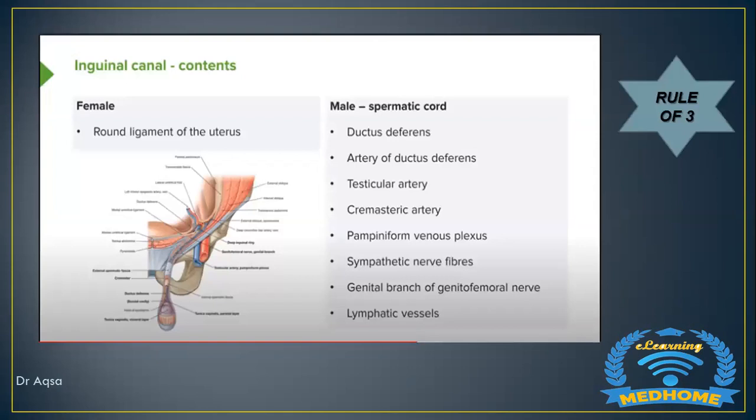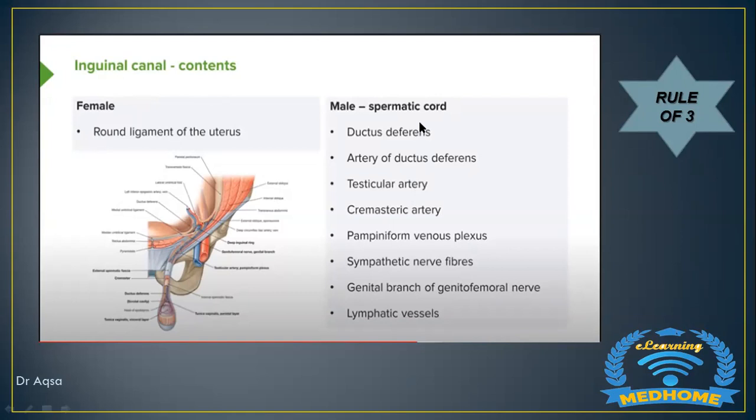Now, what are the contents of the inguinal canal? For the rectus sheath, I told you the rule of 2, that was 2, 2, 2. Now for the inguinal canal, we have the rule of 3, 3, 3. In the inguinal canal, everything is similar in male and female, except that in the female we have the round ligament of uterus, and in the male, we have the spermatic cord.